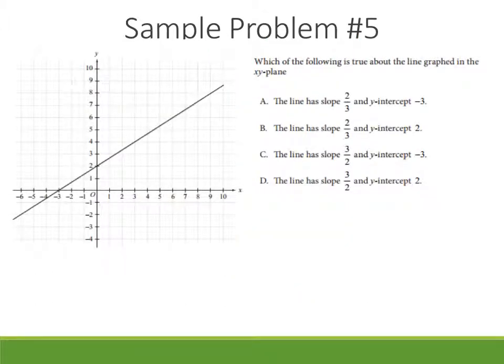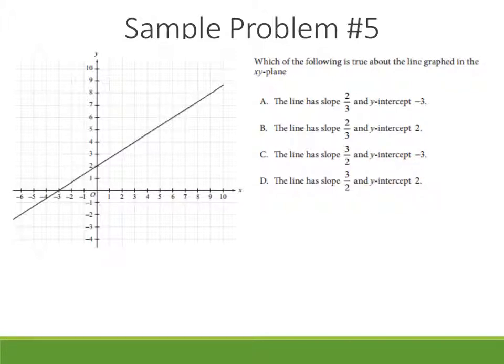Sample problem number 5. Which of the following is true about the line graphed in the xy plane here? Okay, so we've got a plane here. Over here, this is the x-axis. Then we've got the y-axis going down. Okay, and they want us to describe some things about this line that's on this plane. They want us to tell us what the slope is, and the y-intercept.